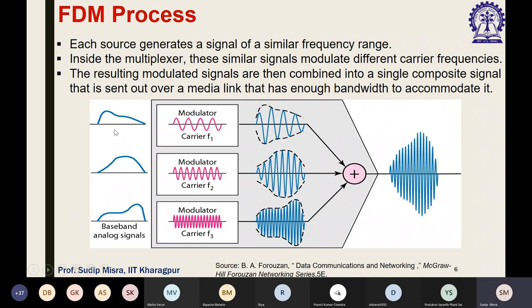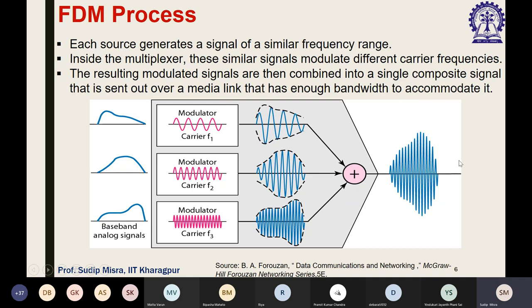So input signal 1 is modulated over carrier frequency 1, input signal 2 is modulated over carrier frequency 2, and the process continues. Let us say this is the modulation process and you get these modulated signals: this is your first modulated signal, this is the second, this is your third. These modulated signals are then combined in a certain way, and then sent out.